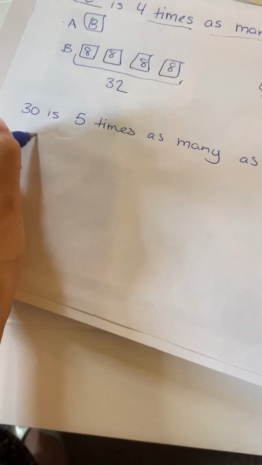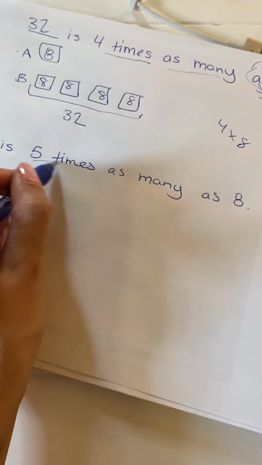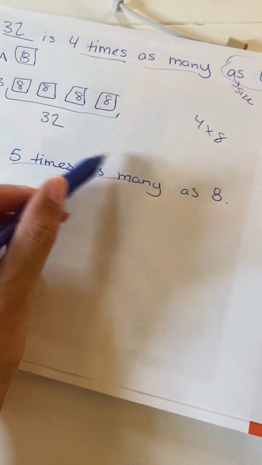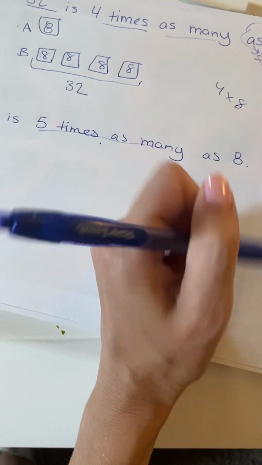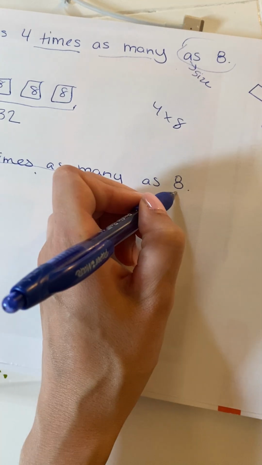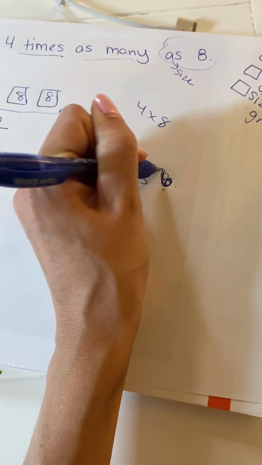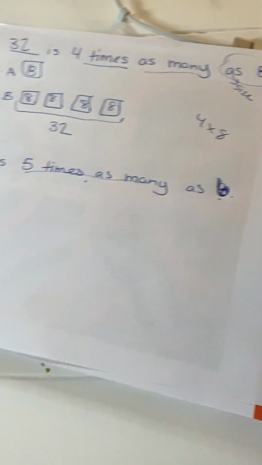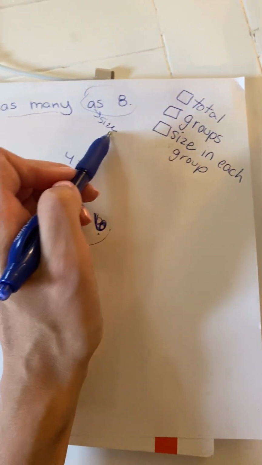Let's set up our characters because we have to have more than one character when we're comparing. Remember, 5 times as many. That as many is telling me my groups. I made a mistake here. This should not say 8. This needs to say 6. Okay. So as 6, as I said here, represents size.